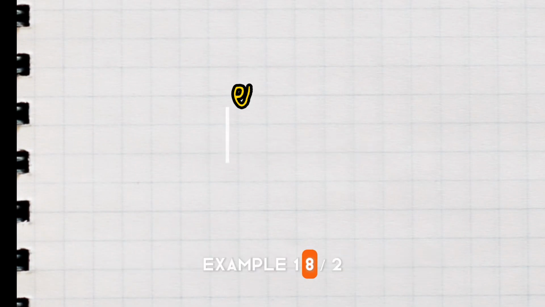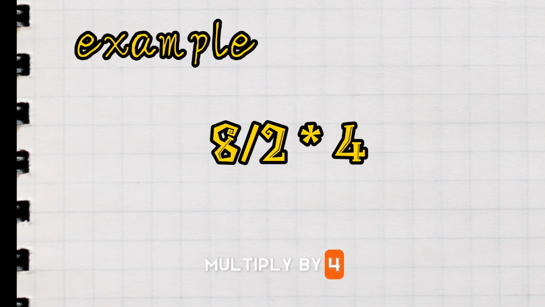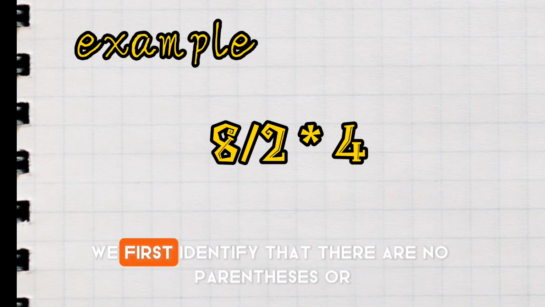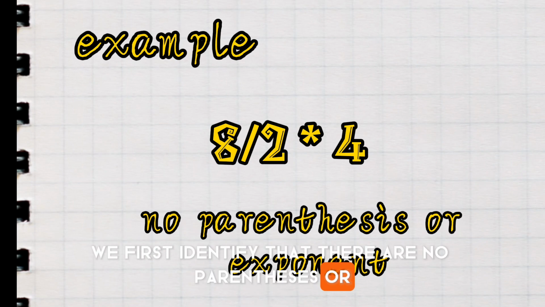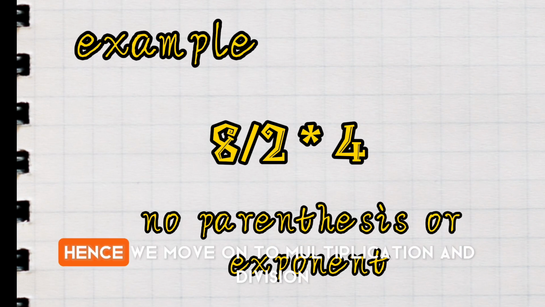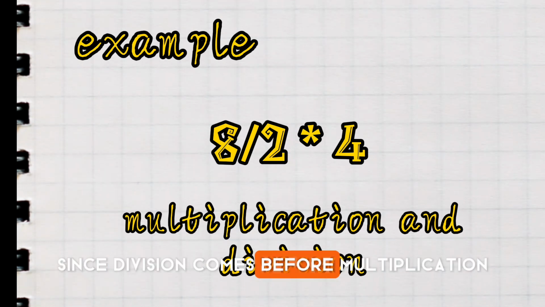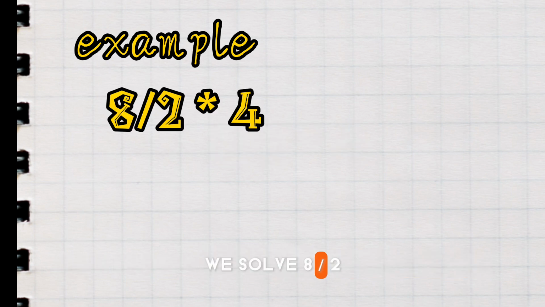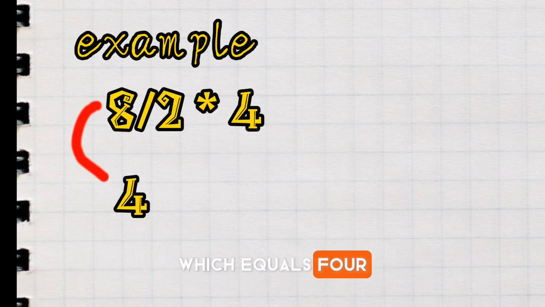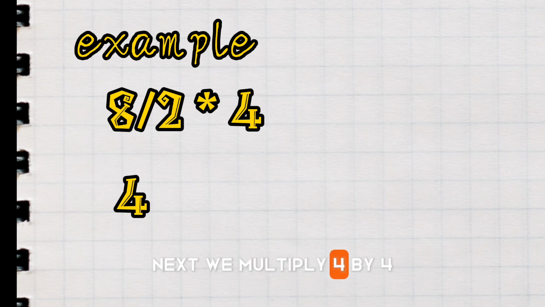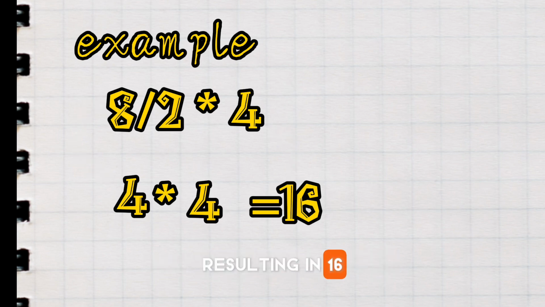Example 1. 8 divided by 2 multiplied by 4. Following the rules, we first identify that there are no parentheses or exponents involved. Hence, we move on to multiplication and division. Since division comes before multiplication, we solve 8 divided by 2, which equals 4. Next, we multiply 4 by 4, resulting in 16.